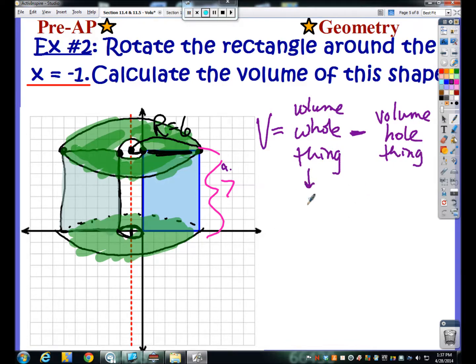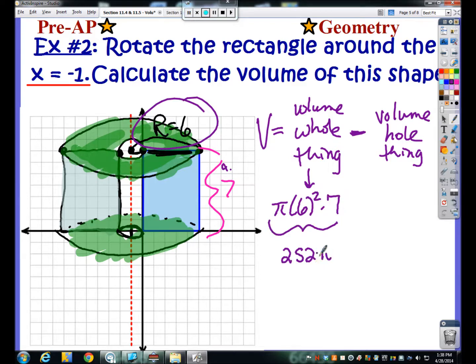Now, the volume of the whole thing, we still want to do area of the base, but we're going to think of the base as this entire top circle, including the hole in the middle. Okay, so that overall circle on top said we had a radius of 6. So pi times 6 squared times the height of 7, that's going to give me a total of 252 pi once I take 36 times 7.